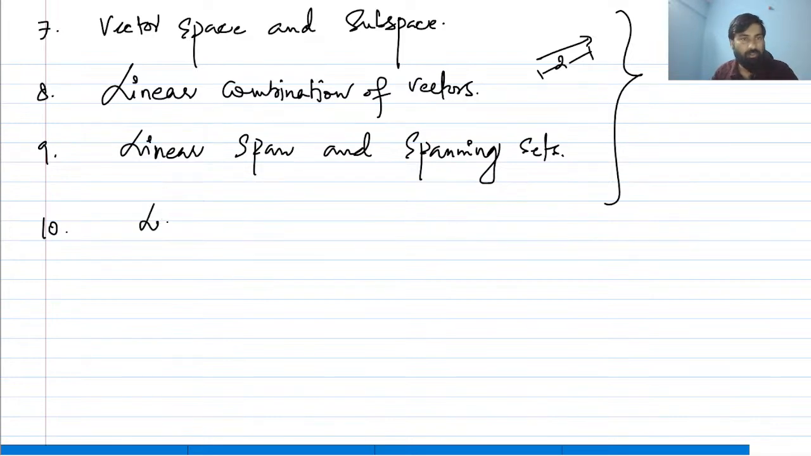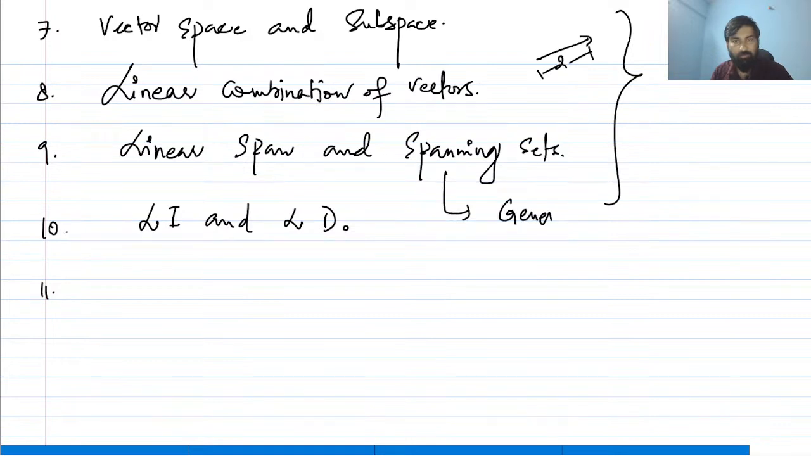The concept of linear independence and linear dependence, the definition and the meaning. What is the meaning of linear independence and linear dependence? The 11th topic is going to be, once you know the spanning set, which is nothing but a generating set. Once you know the generating set and the concept of linear independence and dependence, what you will do here is the following.